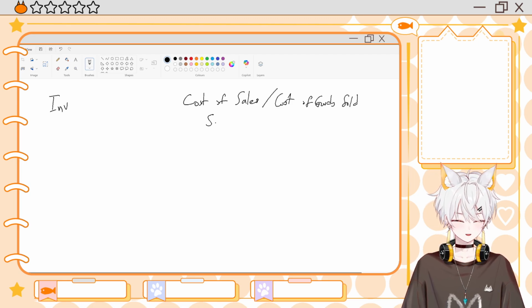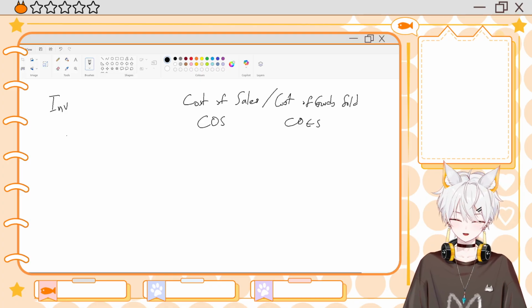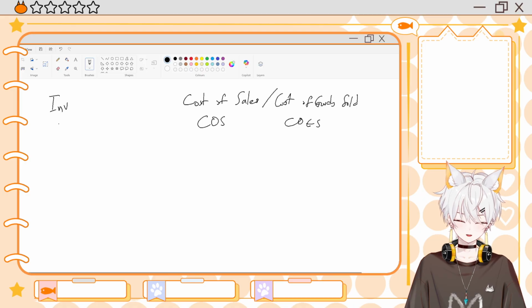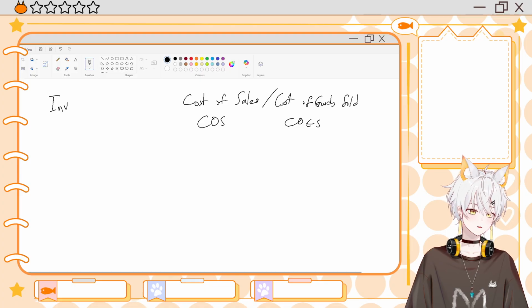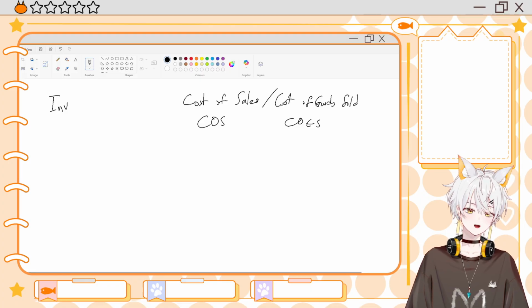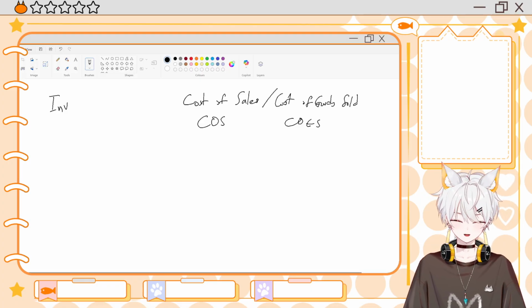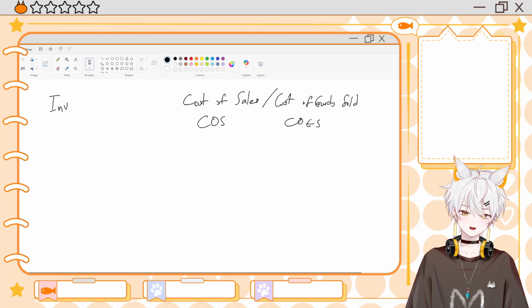Both of these can be written as COS or COGS. These two are interchangeable. So let's start with inventory first because it's more straightforward. Inventory is basically items that you hold as a company or as a person with the intent to sell later for hopefully a profit. So with this definition we can actually classify it properly.